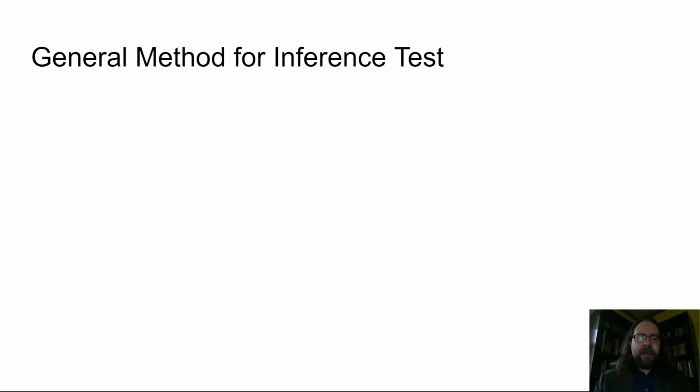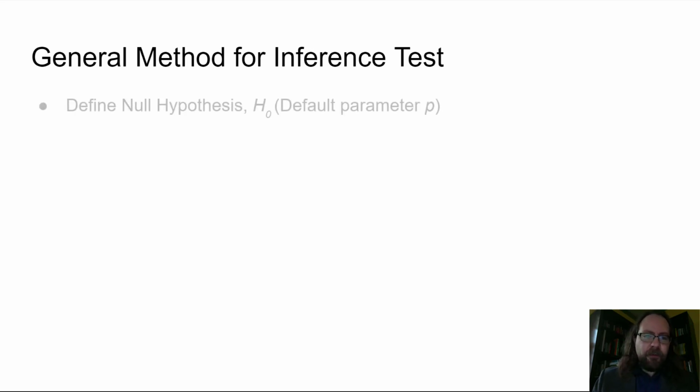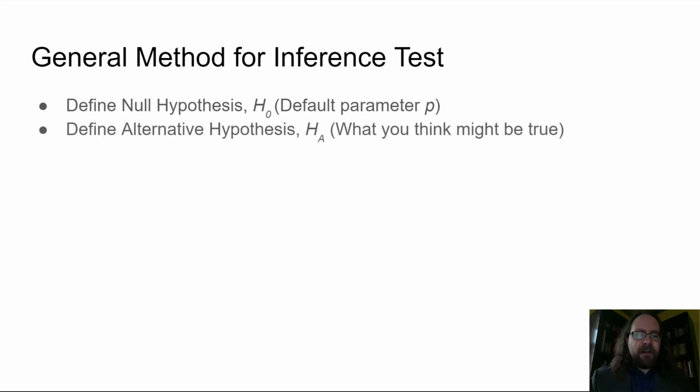So let's go through the general methodology for an inference test. This is the methodology we'll be using when we do our examples. Now, I want to point out that many aspects of this process are used on any inference test. What's going to change is the actual numbers and how we find them, but the procedure should be very similar. So we always start by defining our null hypothesis, which we call H sub 0. For proportions, that's going to be whatever the default parameter is that we're given. Whatever we're told it actually is, whatever we're testing. We want to then define our alternative hypothesis, what we think might be going on.